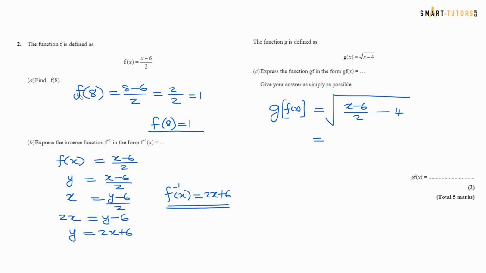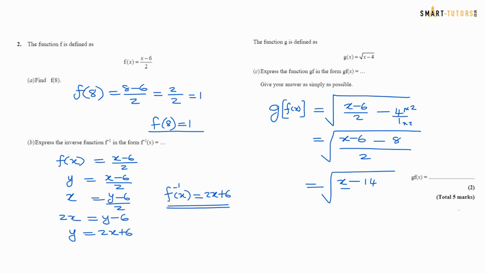So if you simplify a little bit, 4 over 1 means I'm multiplying by 2 here, multiplying by 2, to make the denominator the same. So here 2x minus 6 minus 8. So square root of (x - 14)/2. That is the function g(f(x)), square root of (x - 14)/2.